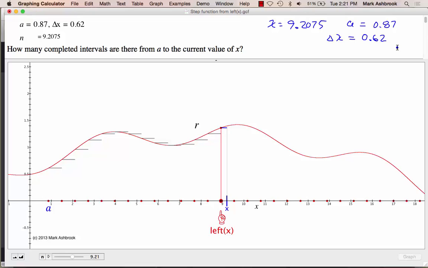Okay, first person. How many, Hyun, how many completed intervals did you come up with from A to the current value of X? How'd you get 14? You counted. Okay. 1, 2, 3, 4, 5, 6, 7, 8, 9, 10, 11, 12, 13, and then the 14th is the current. So how many completed intervals? 13. Okay. Did you come up with something a little more mathematical than I counted? Hyun, that was all you did?